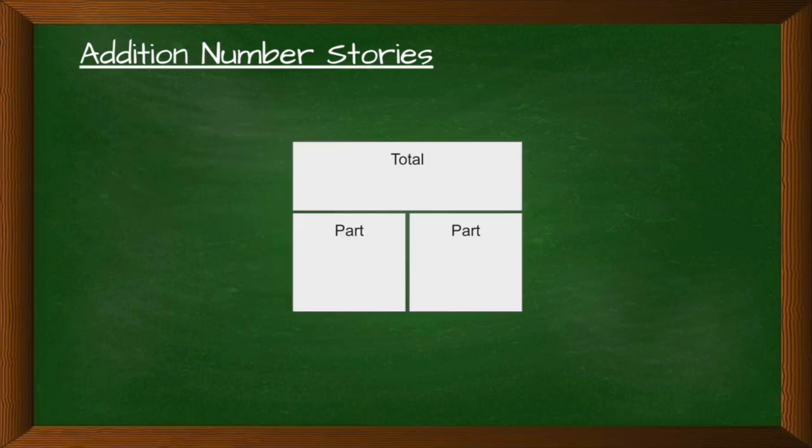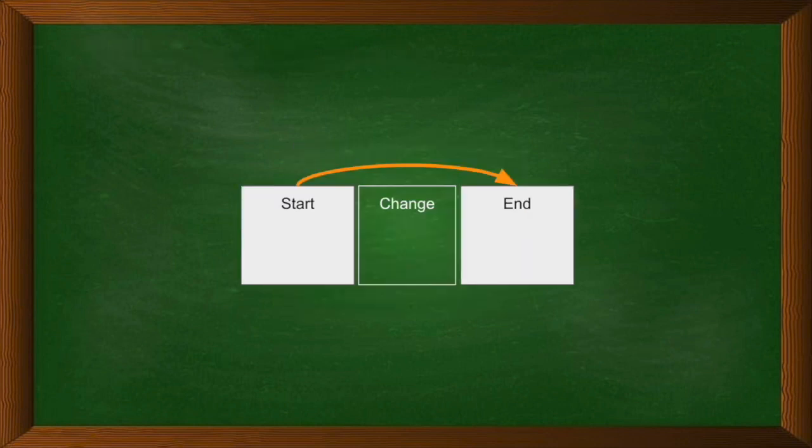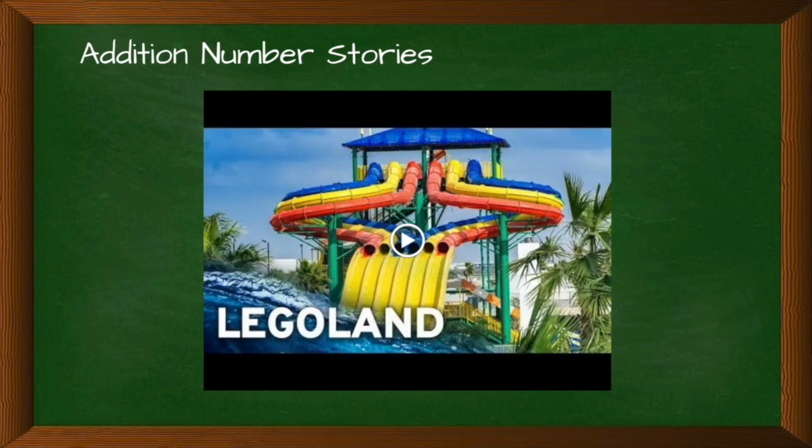All right. Today we're going to be thinking about addition number stories, and we're going to have two ways to organize our thinking. One is a part-part total diagram, and another is a start, change, end diagram. Now, we're going to start off by thinking about a particular kind of story. And I love number stories because I like to think about them like actual stories. Today we're going to be talking about a water park.